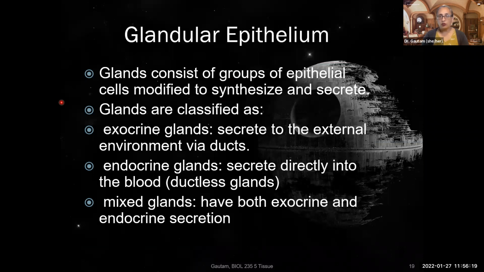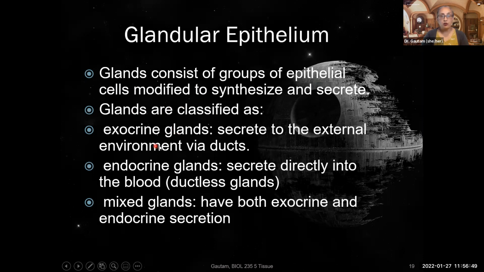So now let's take a look at glandular epithelium cells. Glandular epithelial cells are different from the sheet-like epithelium cells in that they are not tightly packed. They're kind of like little islands of their own, little glands of their own. They consist of groups of epithelial cells that have been modified to synthesize and secrete specific chemicals.